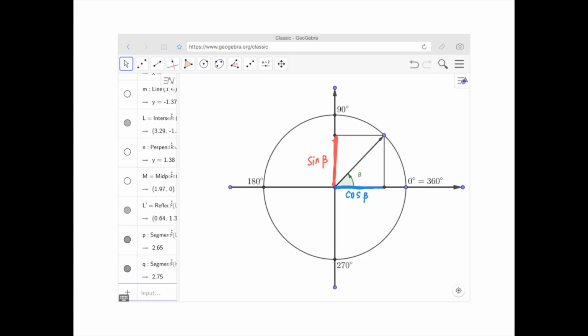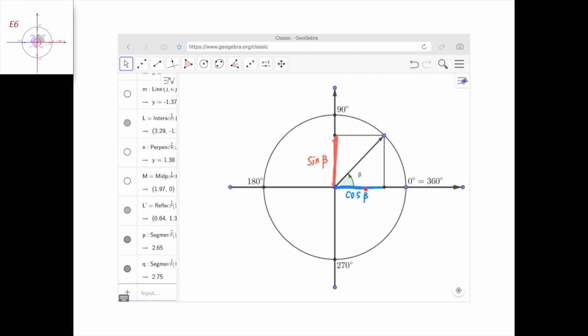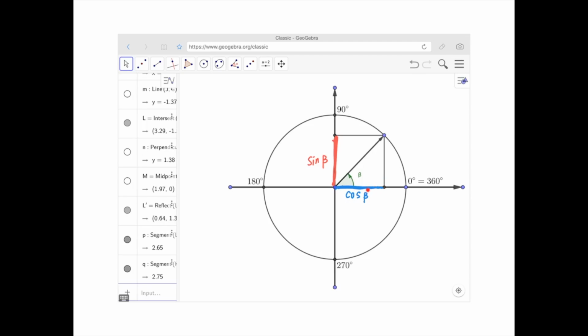Furthermore, note that instead of taking angle beta, if we took the angle 360 degrees plus beta, we're going to have a rotation from here 90, 180, 270, and then 360, and then beta more. This would be 360 plus beta. And we would get exactly the same ray. So we would get exactly the same value for the cosine and the sine.